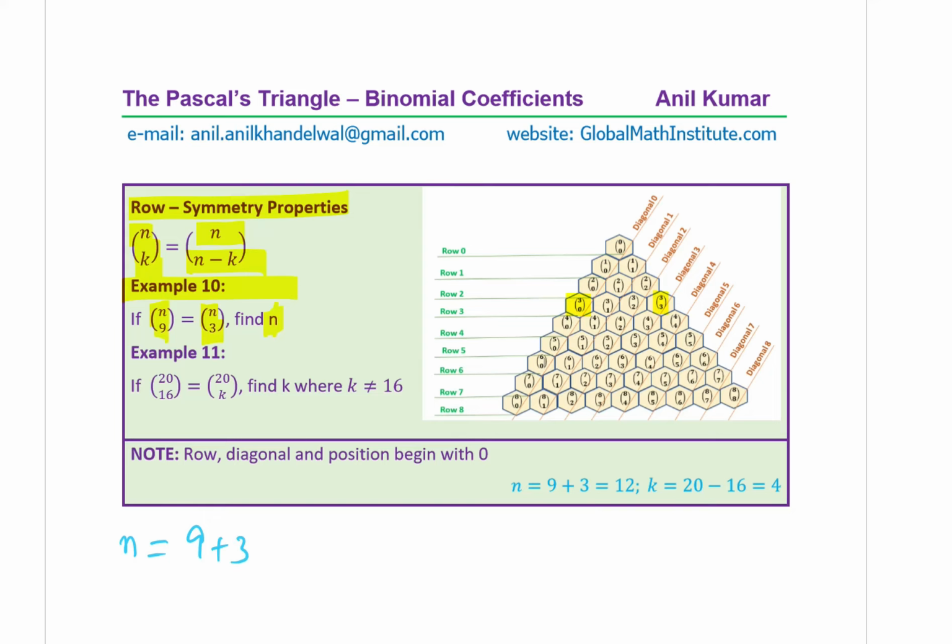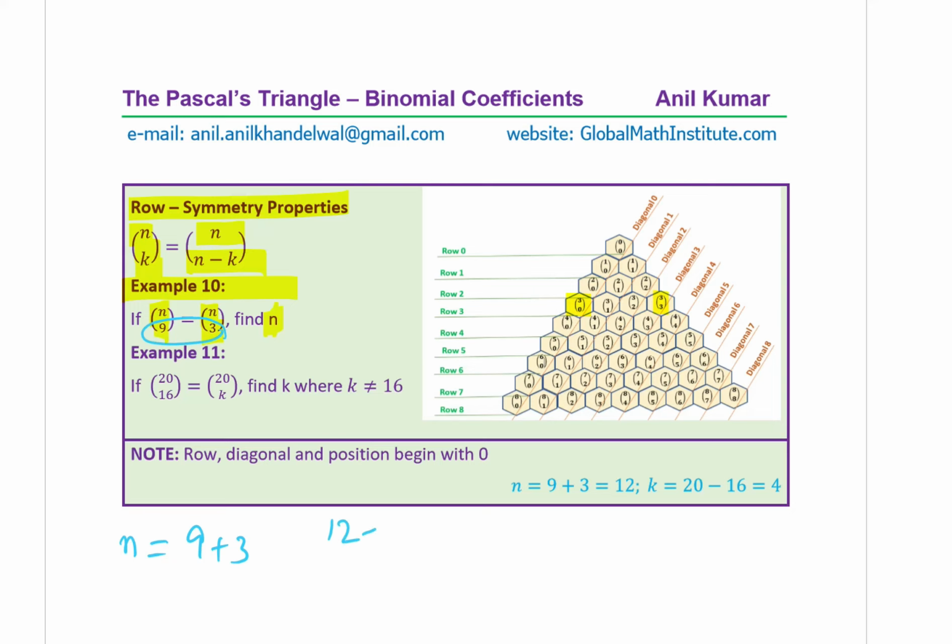The other way here is, since that means n minus 9 should be equal to n minus 3, right? Because it is symmetric from both the sides, you have to choose a number so that you get the same result, right? So that is the whole idea. So n plus 3 is the best way to do it. You can add this up, you get 12.